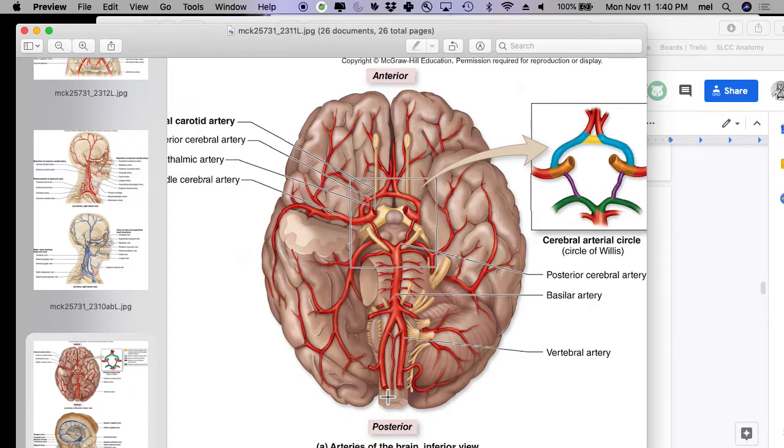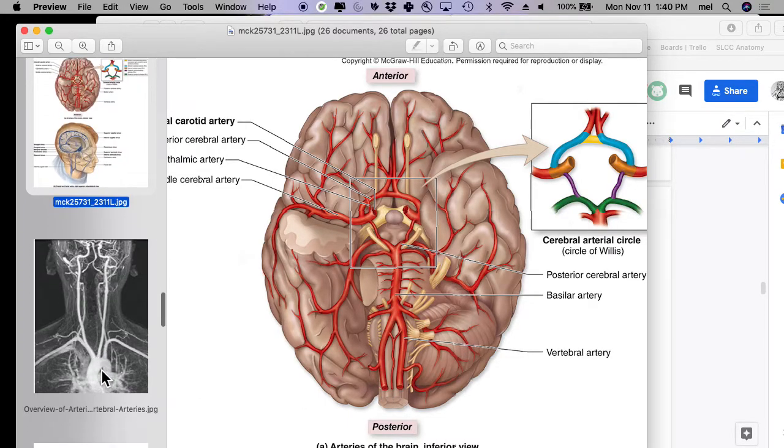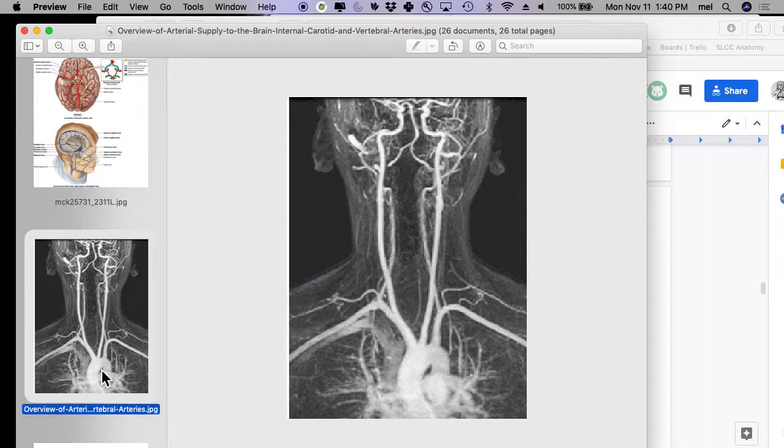Okay, so can you identify the arteries on this? Brachiocephalic, right common carotid, left common carotid, going to the internal carotids that you can see going through, right? What are these 2 back here? Vertebral. Those are the vertebrals.